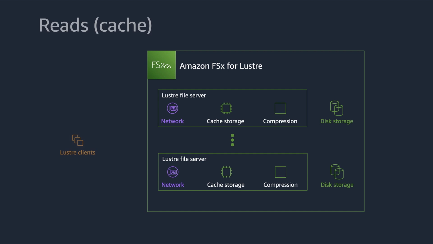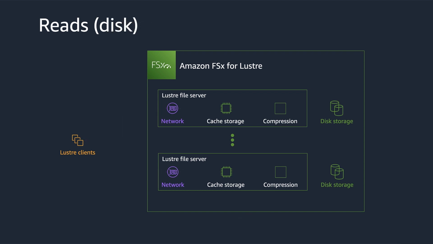Some read operations could come strictly from cache. In this case, the Lustre clients issue a read operation to one or more Lustre file servers. Data is read from cache and delivered back to the clients. When FSx can deliver content strictly from cache, data compression isn't involved.